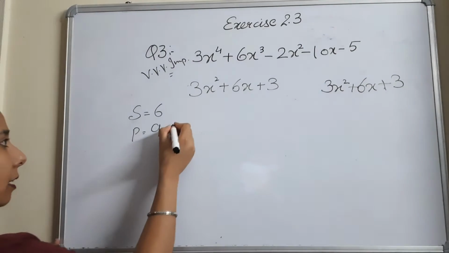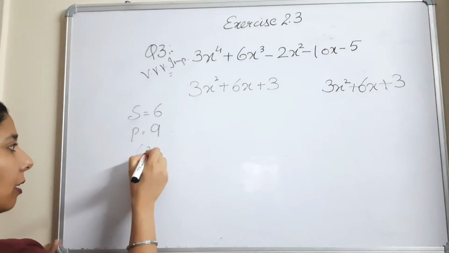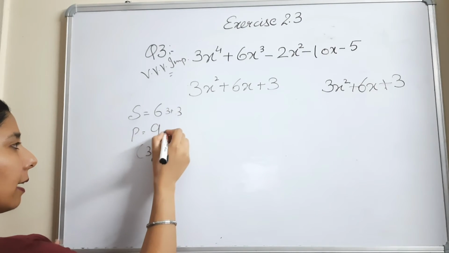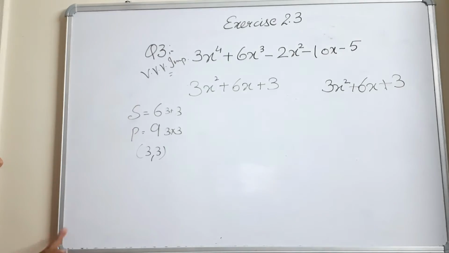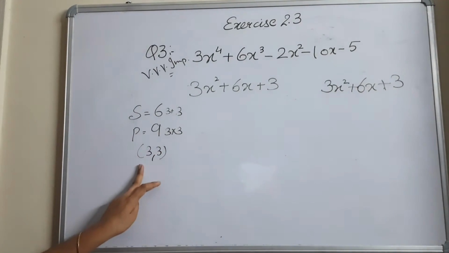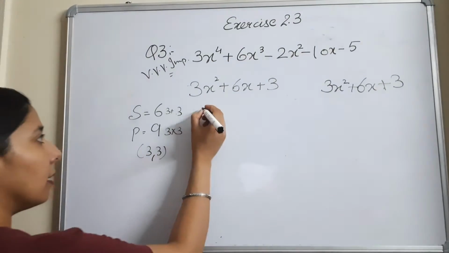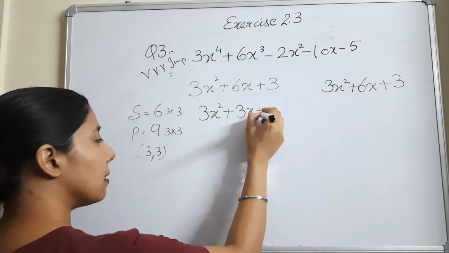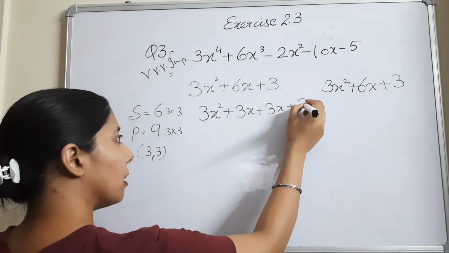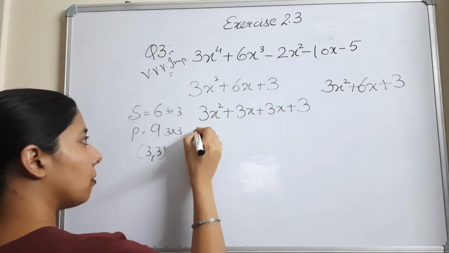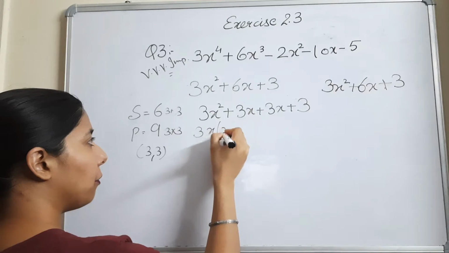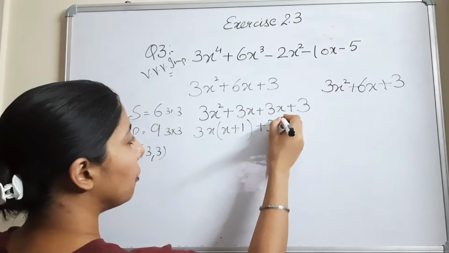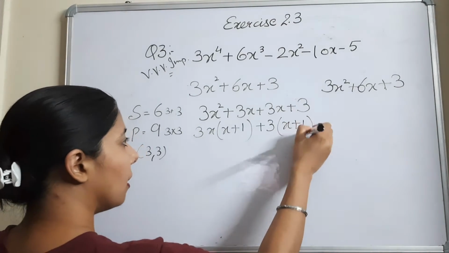This is very easy. The terms are 3, 3, because 3 plus 3 is 6 and 3 into 3 is 9. Now split this middle term into 3 and 3 like this. Plus 3x plus 3x plus 3. Fine. So take out 3x common from here and you are left with x plus 1, and take out 3 common from here and you are left with x plus 1.